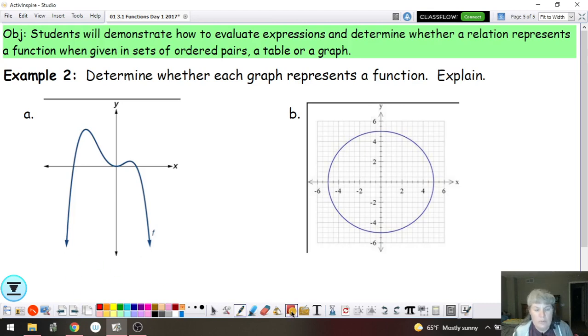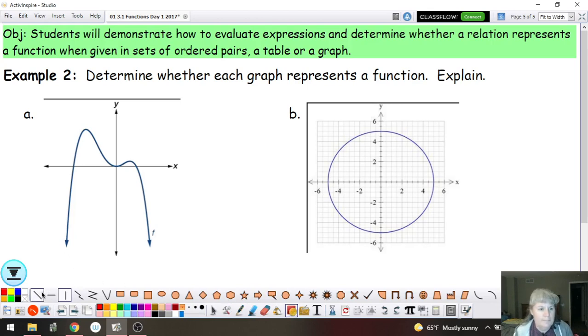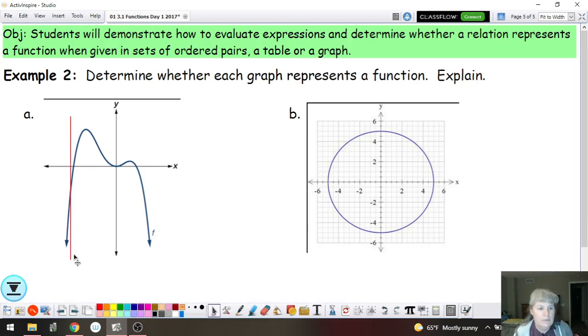So you could always take a ruler, a pencil, something that you can hold vertically, and just slide it back and forth. And if you ever hit more than 1 point, and as I move along here, I'm not ever touching more than 1 point on this graph for example A. So this is a function because it passes the vertical line test.